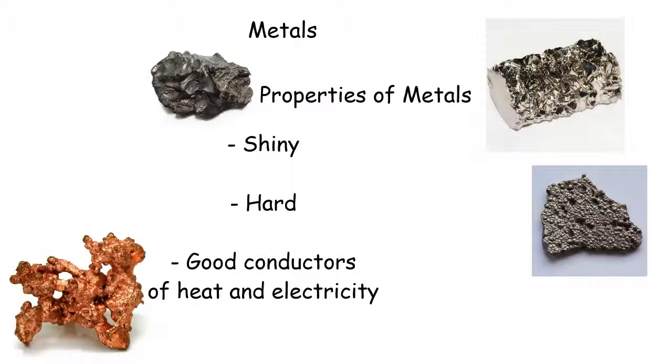Because metals are good conductors of electricity, wires are made out of metal. Wires conduct electricity. They carry the current along the body of the wire. Electricity passes very easily through metals. They are good conductors of heat and electricity.